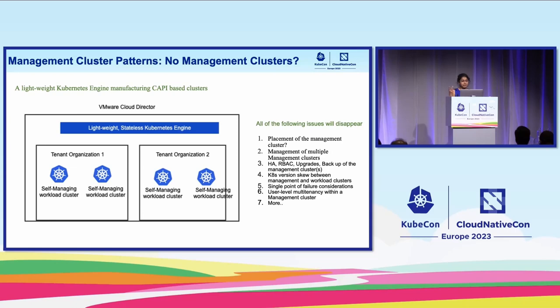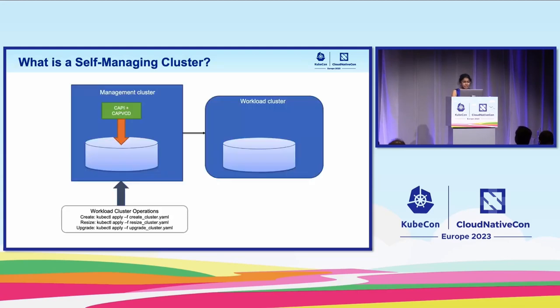So in this slide, we just talked about two things. One, Kubernetes engine, and then self-managing clusters. First, let's look at what a self-managing cluster is, then I'll double-click on the Kubernetes engine part as well. So what is a self-managing cluster? This diagram represents the traditional hierarchical structure between management and workload cluster. The idea here is that the user would come in and run a command against the management cluster. As a result, a workload cluster gets created, and associated workload cluster records are created in the etcd database of the management cluster.